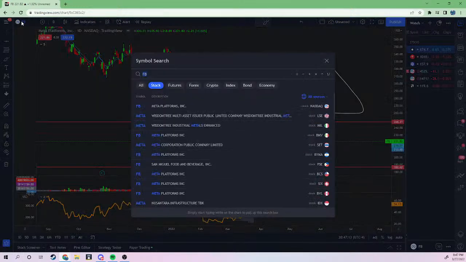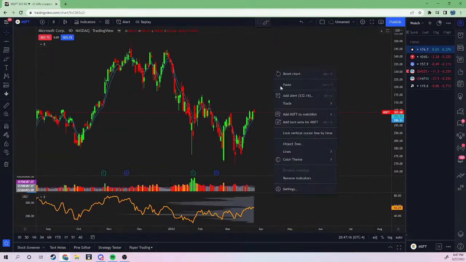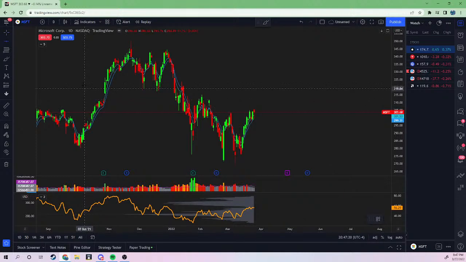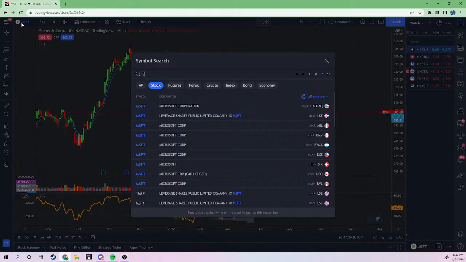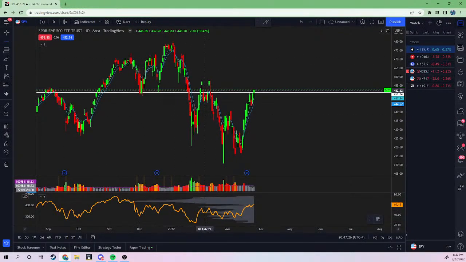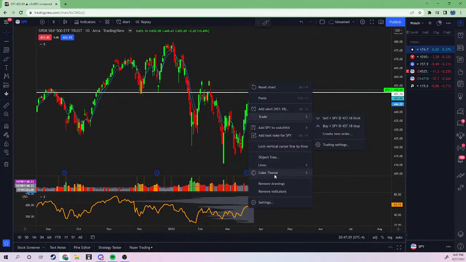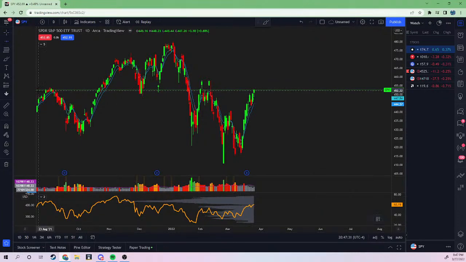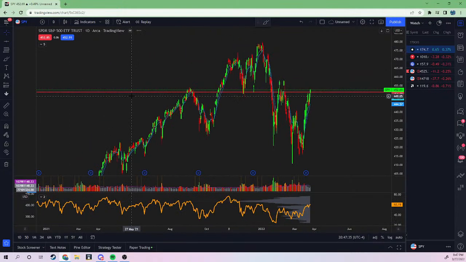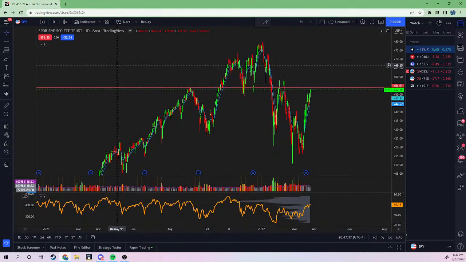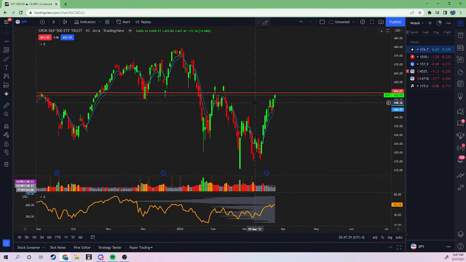You can check out Microsoft, yes. Microsoft, dude, this looks exactly like SPY and QQQ. Look at this, literally the exact same thing. One thing about SPY is it did recently break. Actually, no. Until it breaks 454, I don't think it's going to really make a large move.